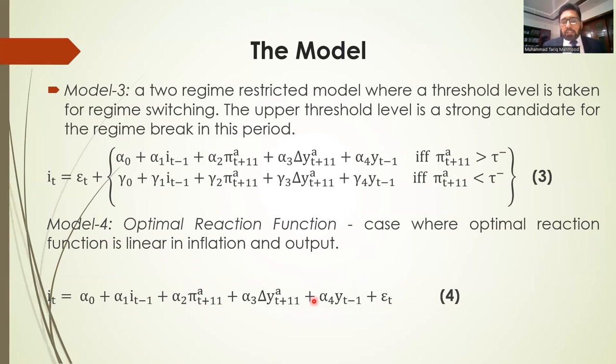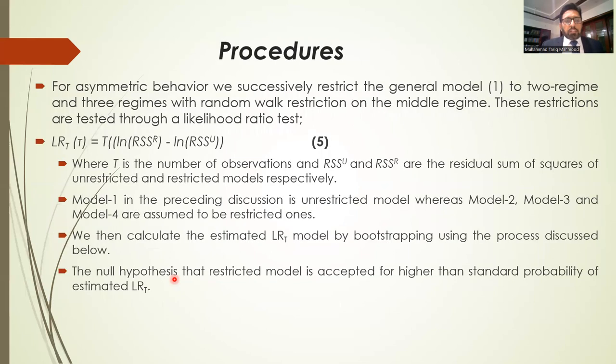So in a simple Taylor rule, we assign these weights to the inflation and output gap. Sometimes it is 0.5 and 0.5, etc. So we assign different weights to the different models in a standard Taylor type rule.